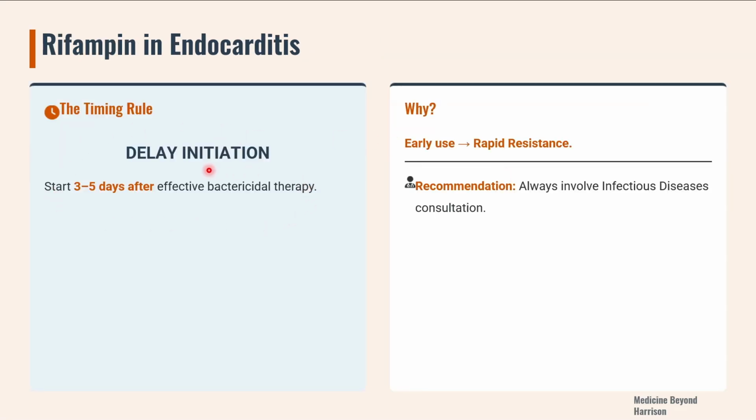Rifampicin in endocarditis: delay the initiation of rifampicin in endocarditis, especially in prosthetic valve endocarditis. Start later, 3 to 5 days after effective bactericidal therapy, to prevent resistance. So always involve the infectious disease consultant when starting rifampicin for endocarditis.